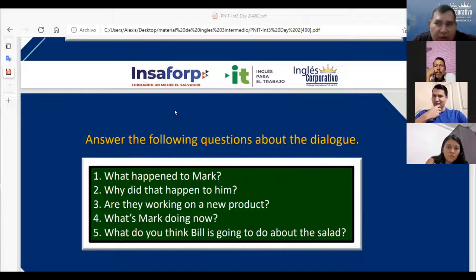For not planning carefully, yes, because they didn't plan carefully. They invested the money, but they didn't investigate the market. So at the end, the people didn't like the product and they didn't buy it. So they lost all the money and they are still paying for it. And then finally, your product doesn't sell? Exactly. The product didn't sell.